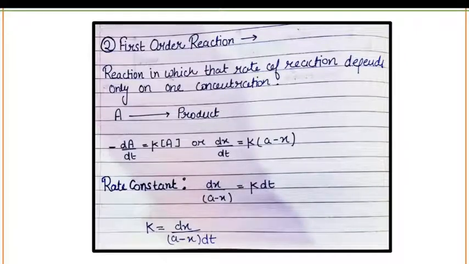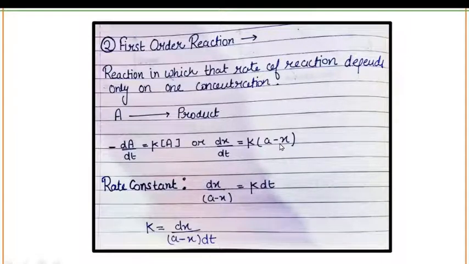Now second is the first order reaction. What is a first order reaction? A reaction in which the rate of reaction depends only on one concentration, as you have seen previously. You can take an example: A is converted into product. What is the rate for A? For reactant A, this will be -d[A]/dt is equal to K[A]. Also, you can write it like this: dx/dt is equal to K(a minus x). What is a minus x? a is your initial concentration while x is the concentration at time t.